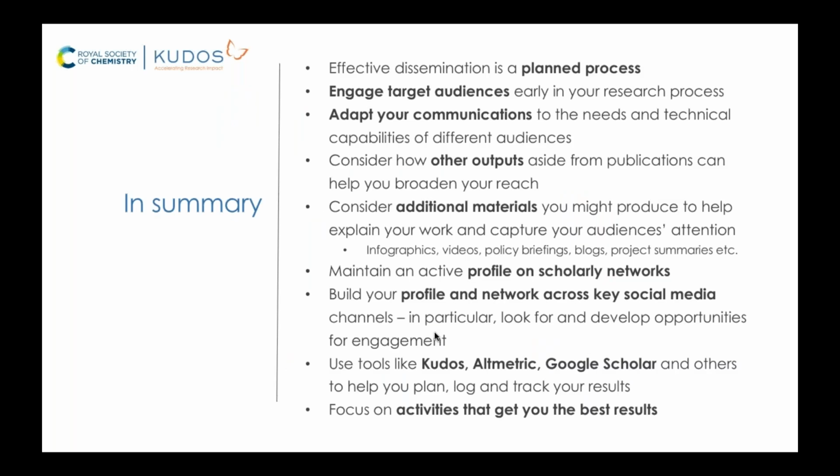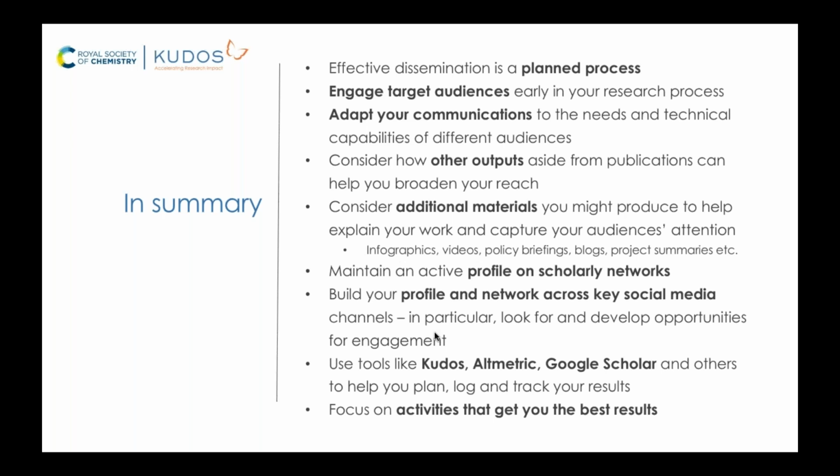So just to summarize, effective dissemination is a planned process. Consider engaging target audiences early in your research process. Adapt your communications to the needs and technical capabilities of different audiences, and consider how other outputs aside from your publications can help you broaden your reach. Also consider additional materials that you might produce to help explain your work and capture your audience's attention, such as infographics, videos, policy briefs, blogs, and so on.